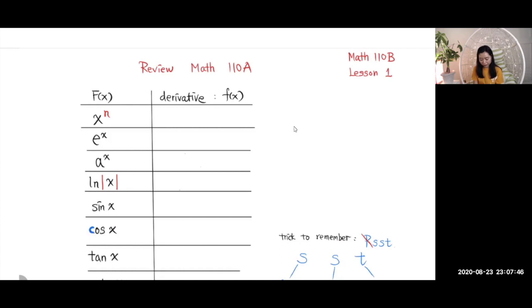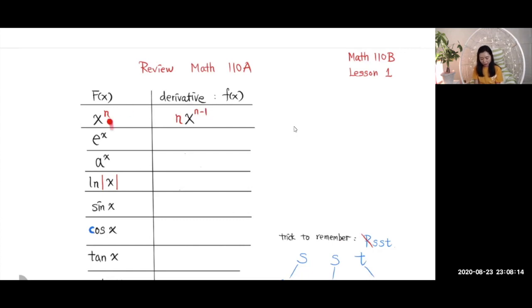The first one is x to the n power. This is a power of n. The duality is going to be n times x to the n minus 1 power. Notice that the exponent drops to the front, and the exponent on x goes down by 1.